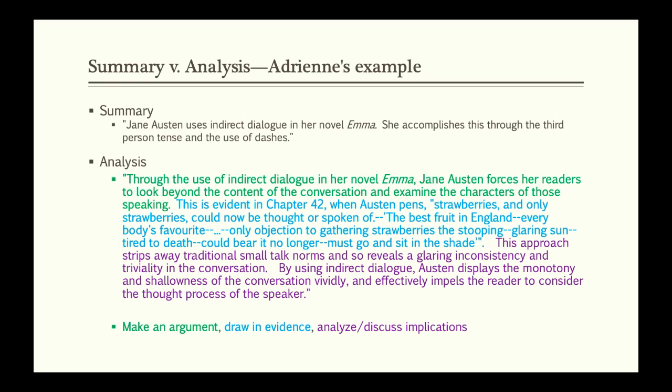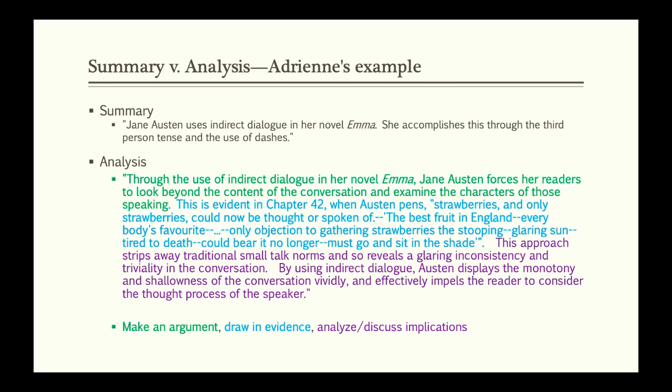Okay, next section. This is evident in chapter 42 when Austen pens, "Strawberries and only strawberries can now be thought or spoken of. The best fruit in England, everybody's favorite. Only objection to gathering strawberries, the stooping. Glaring sun, tired to death, could bear it no longer, must go sit in the shade." Okay, so that's your evidence, right? You've drawn exactly what you're talking about, so the reader's on track with you.